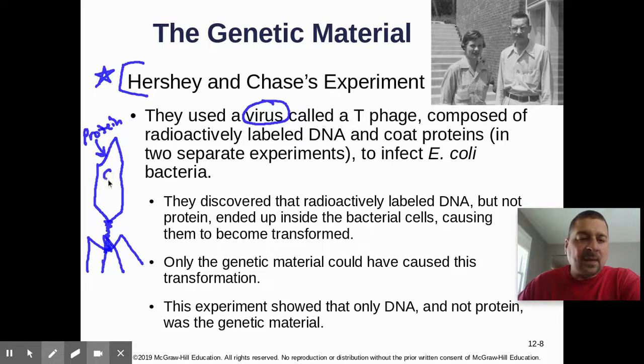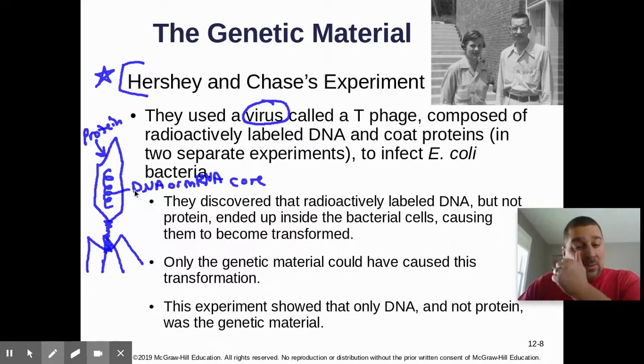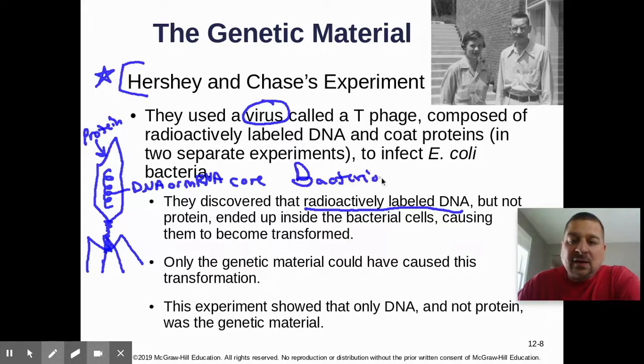a protein coat or capsule, with oftentimes a DNA or mRNA core. So it had two components. And what they did is they radioactively labeled the DNA and radioactively labeled the protein coat in two separate experiments. Bacteriophages are viruses that infect bacteria. So they let them infect the bacteria.